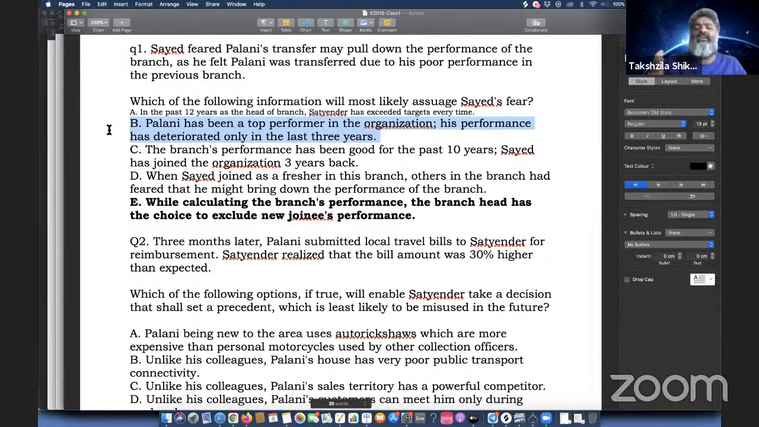So Sayyad, if you tell him this, that no, no, bro, Palani was a good performer, what will Sayyad immediately say? Sayyad will say, that was then, baba. What about now? Today I know that he's a bad performer. So this is also not going to work for me. I hope it's clear. Yeah, option B actually supports the doubt he has.